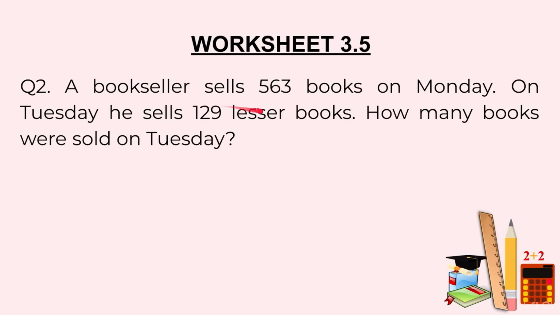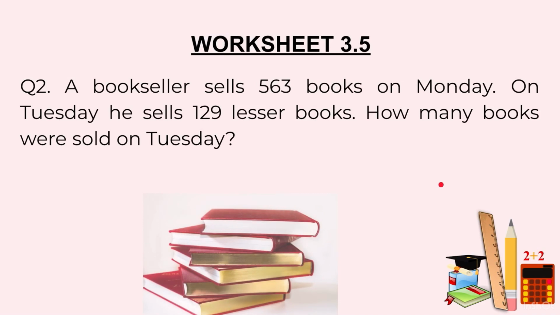Question 2. A bookseller sells 563 books on Monday. On Tuesday, he sells 129 lesser books. How many books were sold on Tuesday? Now, this question is about books. And on Monday, a shopkeeper is selling 563 books. Next day, that is on Tuesday, he is selling 129 less than 563. So, you will subtract and find the number of books sold on Tuesday.